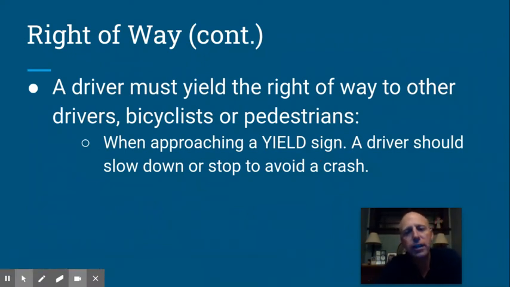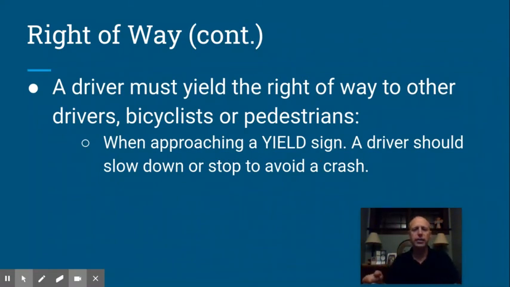When approaching a yield sign, a driver should slow down or stop to avoid a crash. Okay, so stop signs we've talked about, you got to stop, all right? And you have to make a complete stop. A little pro tip for you here. To know whether or not you've made a complete stop, you feel it with your body. So as you're approaching that stop sign, you keep your foot on the brake until you feel your body rest backward. It's very slight, all right, but you will definitely feel it.